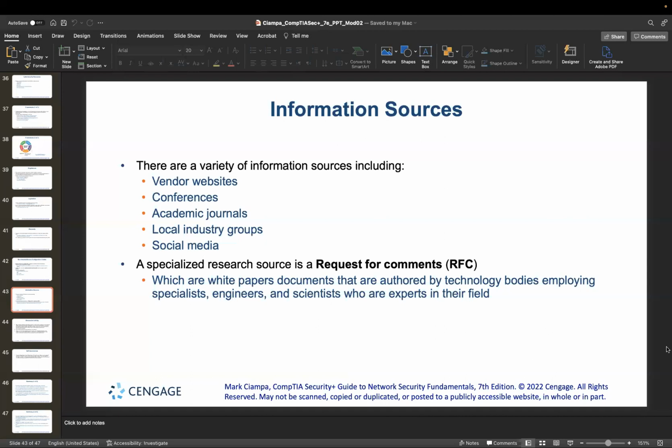Also, you can use RFCs, or requests for comments, which are basically white paper documents that technology bodies create. Engineers create RFCs, experts create RFCs. There are RFCs over the attack on Target. There are RFCs over vulnerabilities of FireEye. Those are documents that experts create. Most of the time you have to pay to read those, but you can also find them for free on the internet.